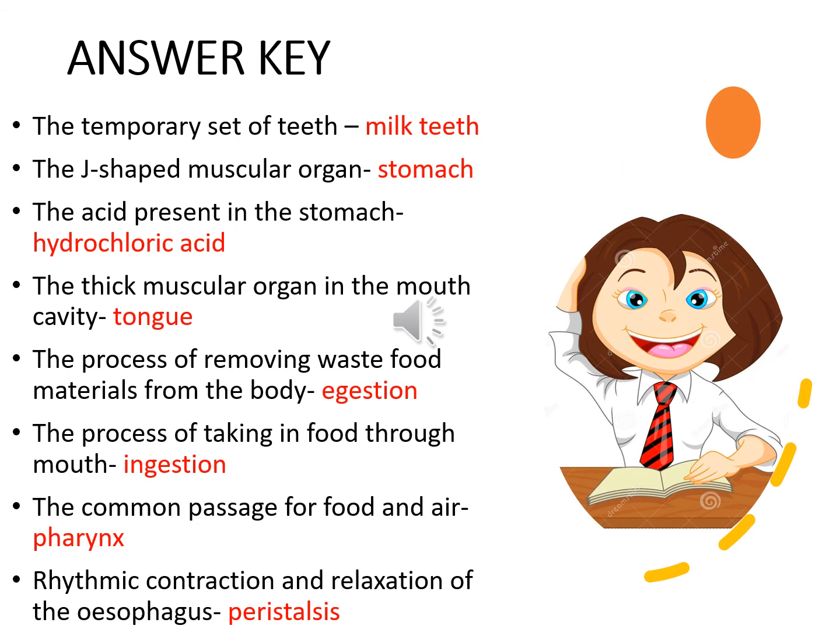This is our answer key. The temporary set of teeth is known as milk teeth. The J-shaped muscular organ is the stomach. The acid present in the stomach is hydrochloric acid. The thick muscular organ in the mouth cavity is tongue. The process of removing waste food materials from the body, egestion. The process of taking in food through mouth is known as ingestion. The common passage for food and air is pharynx, and the rhythmic contraction and relaxation of the esophagus is known as peristalsis.